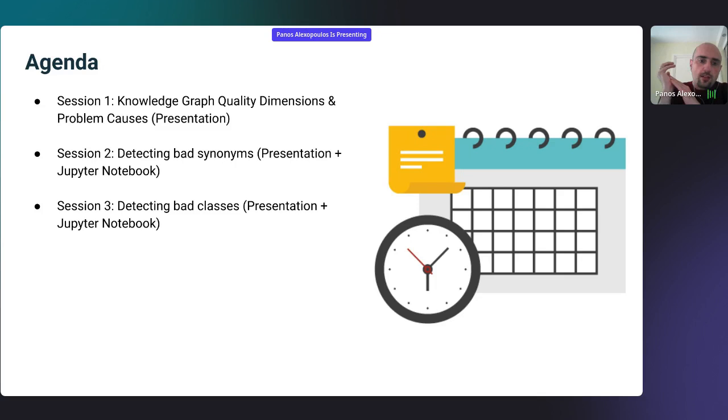And the third session is going to be about detecting bad classes. I will explain two ways that our class definition in a knowledge graph and in an ontology can be problematic, and I will demonstrate a couple of ways to detect those problematic classes early.